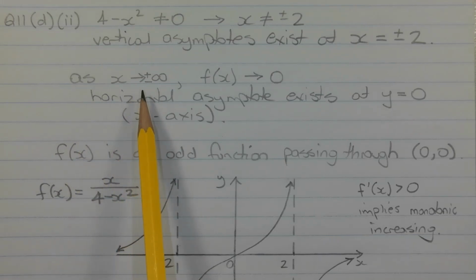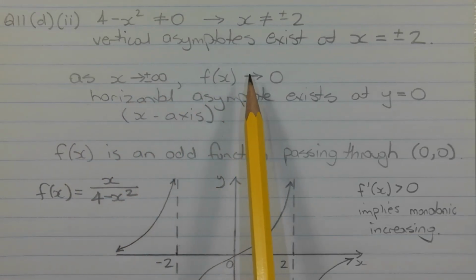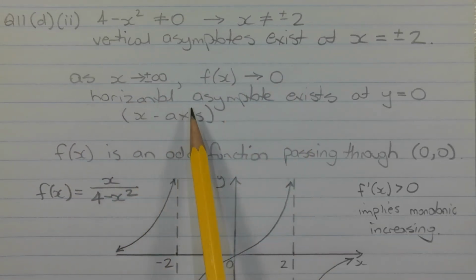Hence, as x approaches plus or minus infinity, f of x approaches 0, which means a horizontal asymptote exists at y equals 0. The function itself can never equal 0, but it will get very, very close to equaling 0. So the function will approach the x-axis for large or small values of x.